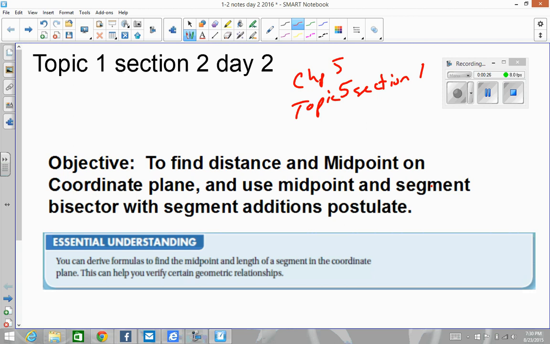And so it's finding the distance and the midpoint on a coordinate plane, and then using midpoint and segment bisectors with segment addition postulates. Okay. So our essential understanding is you can derive the formula to find the midpoint and the length of a segment in the coordinate plane. This will help you verify geometric relationships.